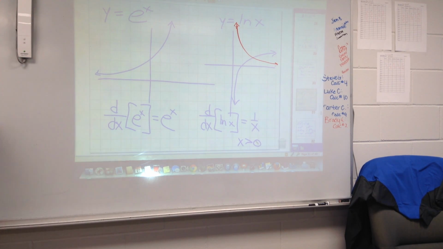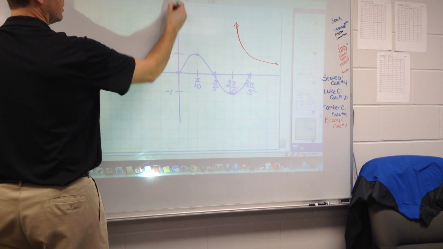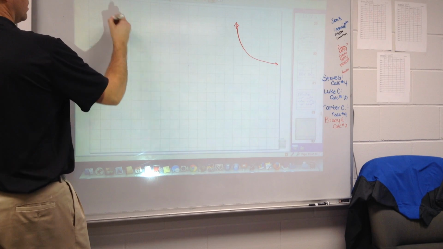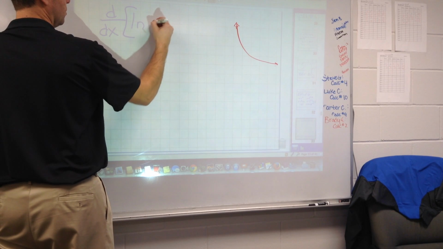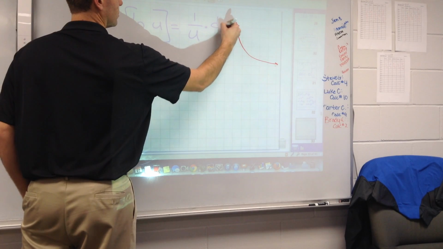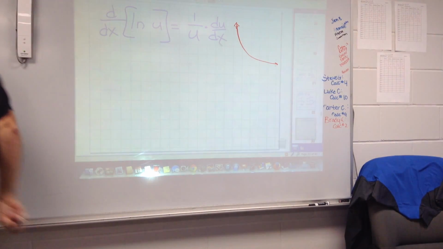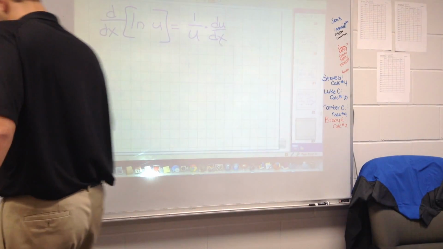Okay? So again, this one's not bad at all either. Okay? The derivative of natural log of x is simply 1 over x. Do an example. Now if you got to use the chain rule, you do 1 over u again times du dx. So you do 1 over whatever, and then multiply that by the derivative of what's inside.